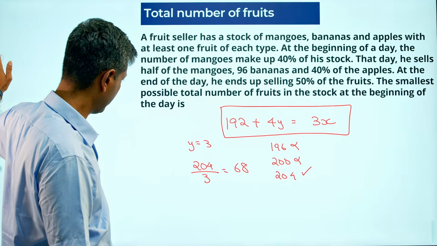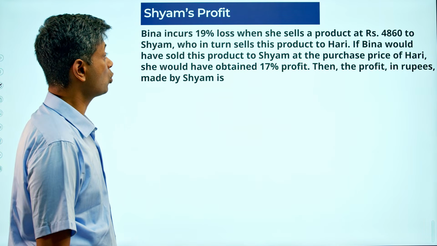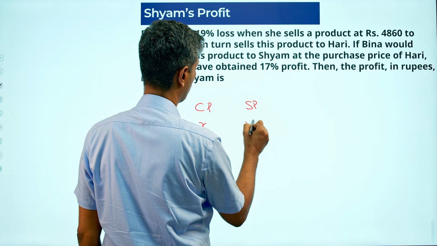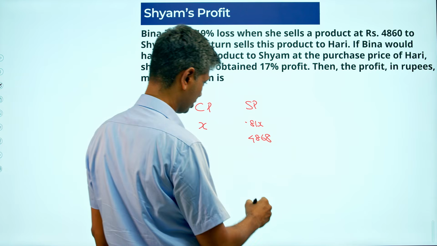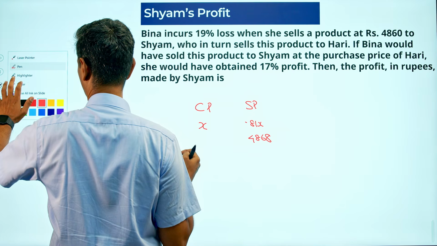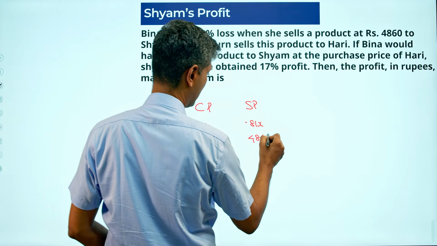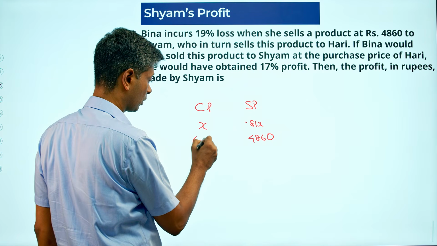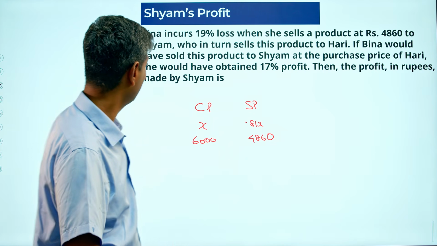This 340 it is. Bina incurs 19% loss when she sells a product at 4860. Cost price is x, selling price is 0.81x, which is 4860, which works rather well, because I think 81 into 6 is 486, so x is 6000. Nice. It really helps if we have some numbers plugged in first.